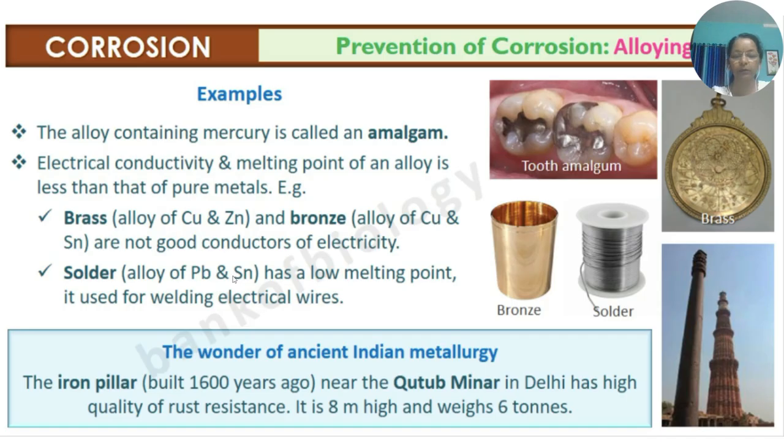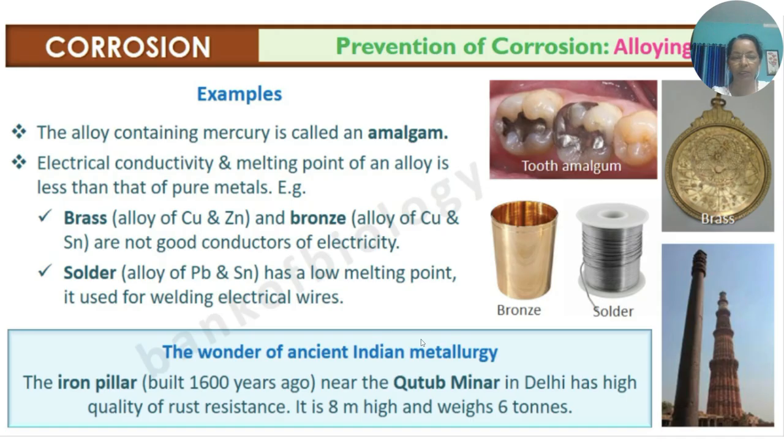Okay, and we know it is used for welding electrical wires. So these are bronze, another alloy, solder, brass. These are all examples of alloys, and the components are also given here. We have to keep by heart. We have to study the components of all the alloys.